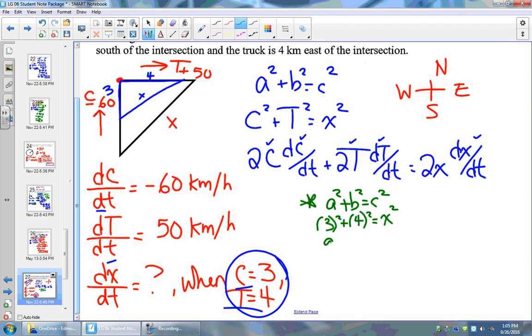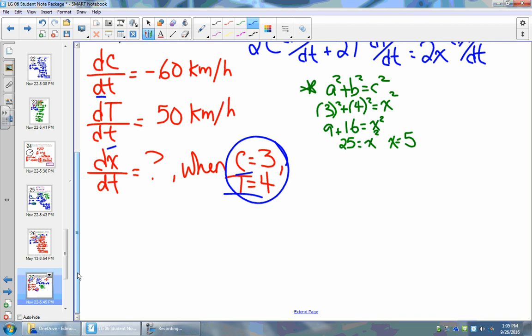So I've got 9 plus 16. Some of you might know this already because it's one of those cool triangles. 25 is equal to x squared. So then obviously x is going to be equal to 5. Okay? Now that we know the x, we're sorted. Let's put it all in.